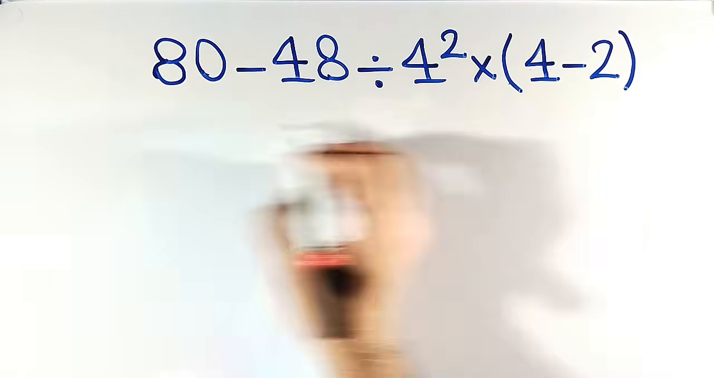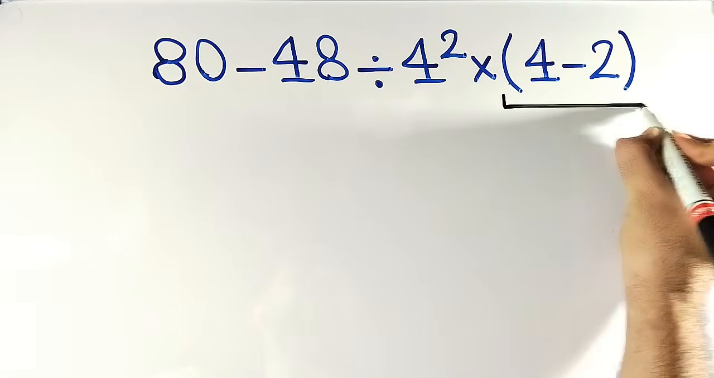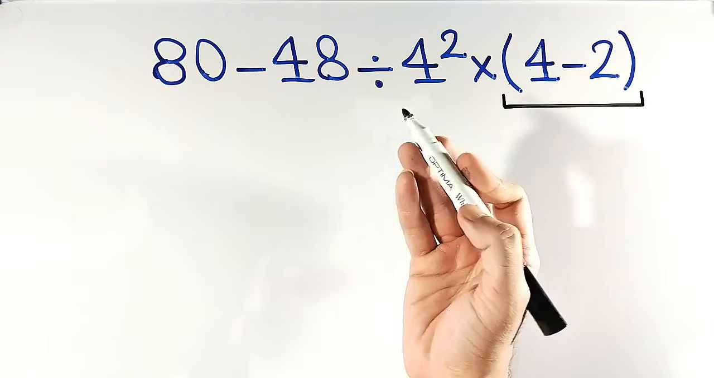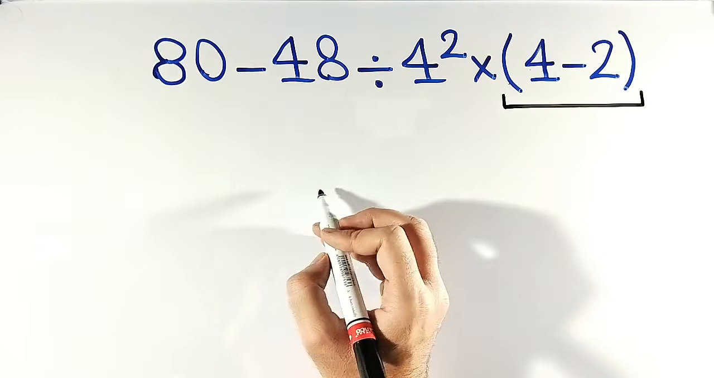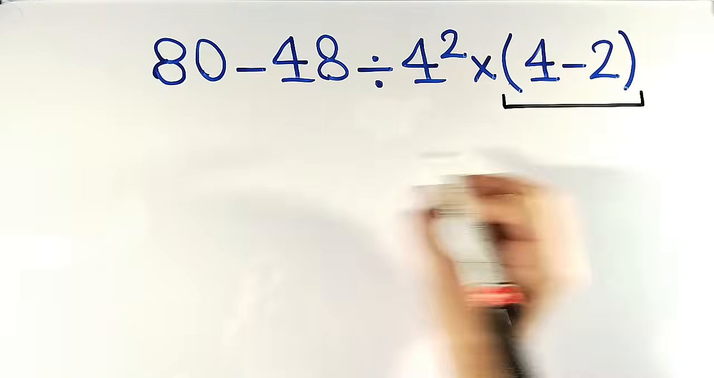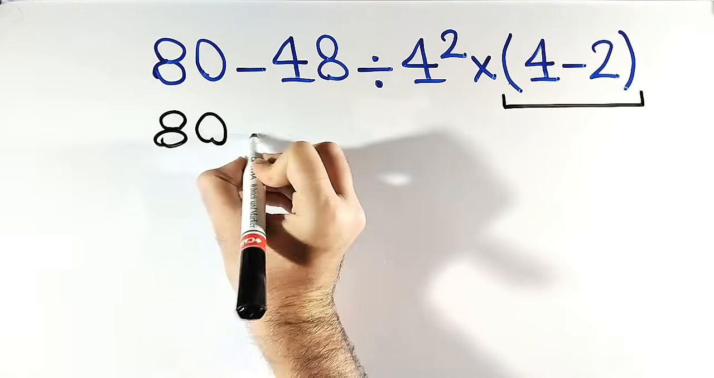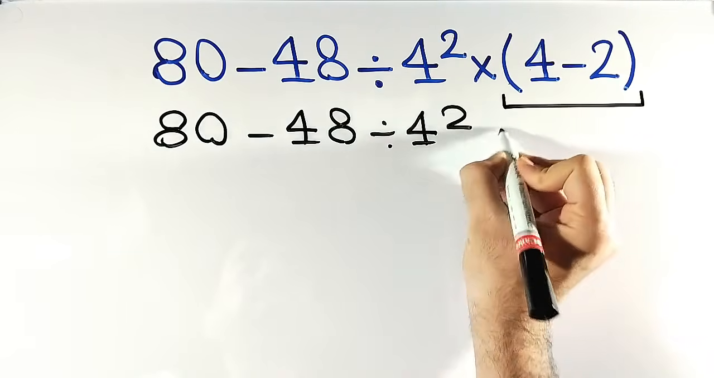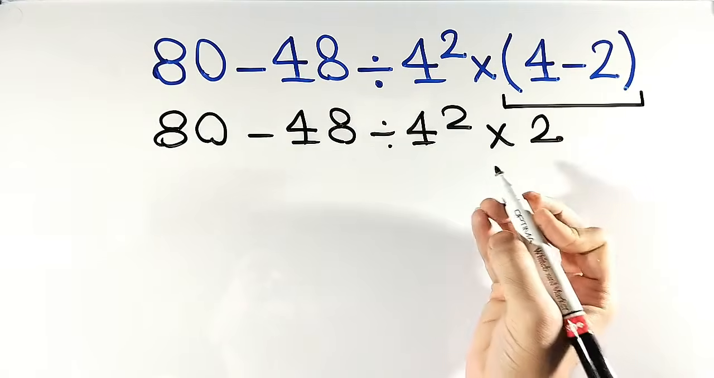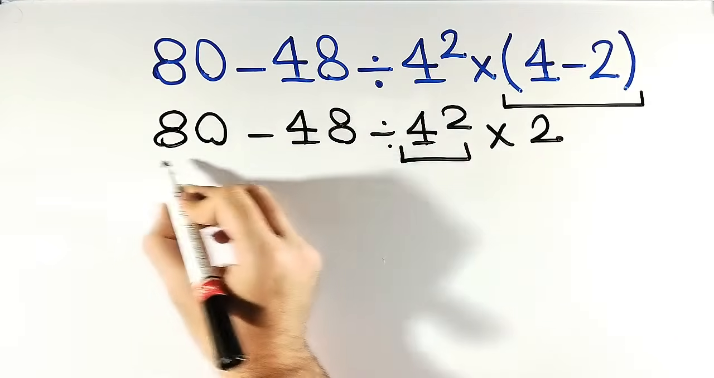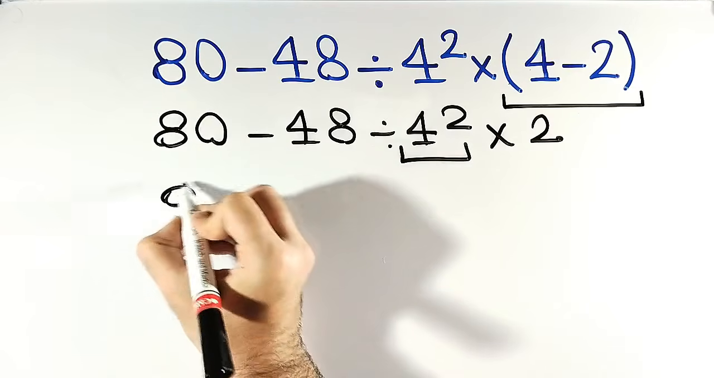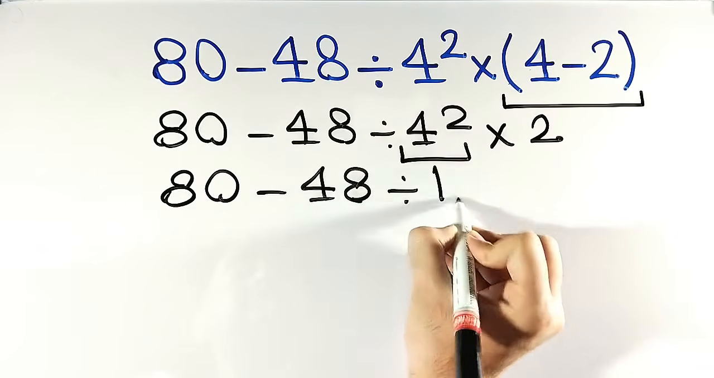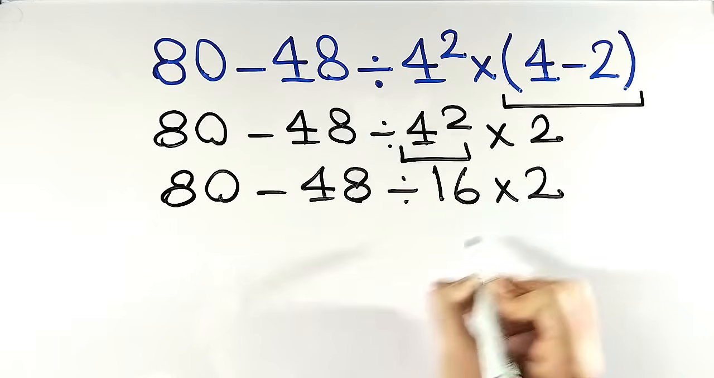Also, some other people when solving this question first go for the expression inside the parenthesis because they believe parentheses have a higher priority than the other operation. So, instead of this expression, they write 80 minus 48 divided by 4 squared multiplied by 2. And the next step, they go for the exponent. And instead of this expression, they write 80 minus 48 divided by 16 multiplied by 2.